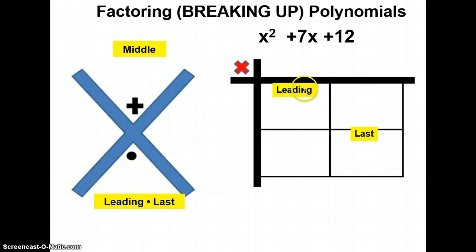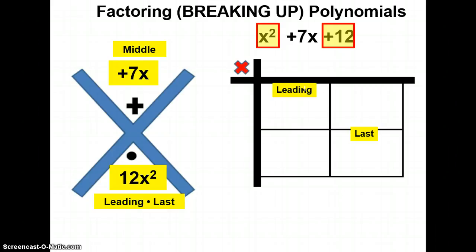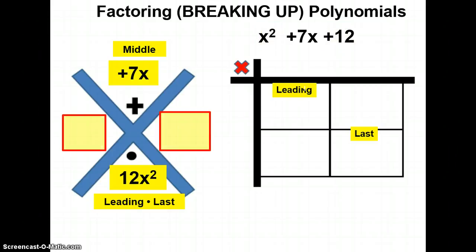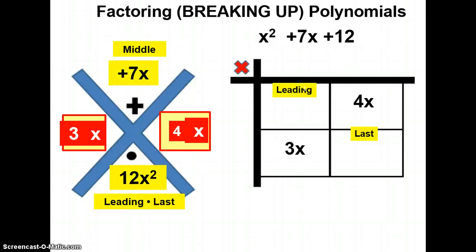Again, let's try this one. Middle term, 7x. Our leading times our last, 12x squared. What two numbers can you think of that multiply to get us 12 and add to get us 7? 3 and 4. Good job. All right, let's go ahead and put these in our boxes. Remember, it doesn't matter where the 3x goes or the 4x goes.